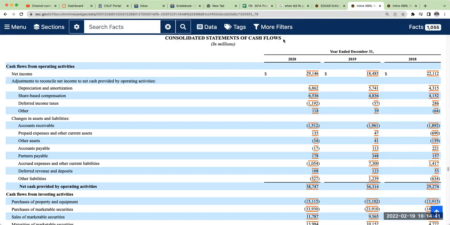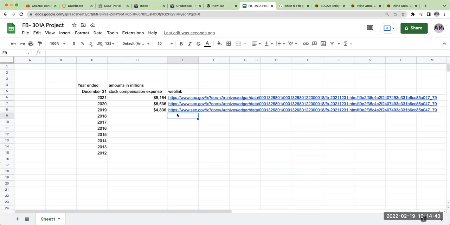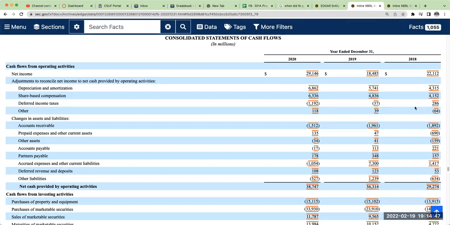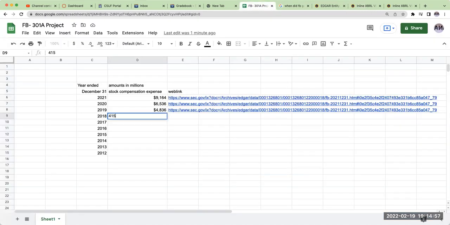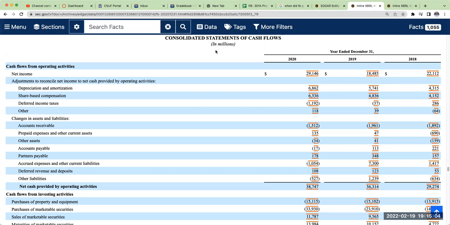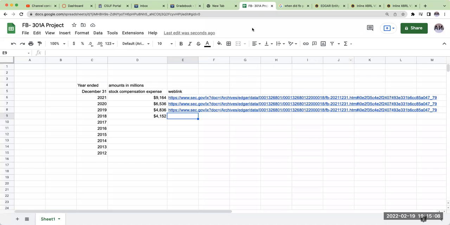As you notice here, I already pulled these numbers as the 6536 and the 4836. So I'll go ahead and put in the one for 2018, which is going to be 4.315. I'm sorry, 4152. Okay, so this link over here for this one, I can just pull this up.